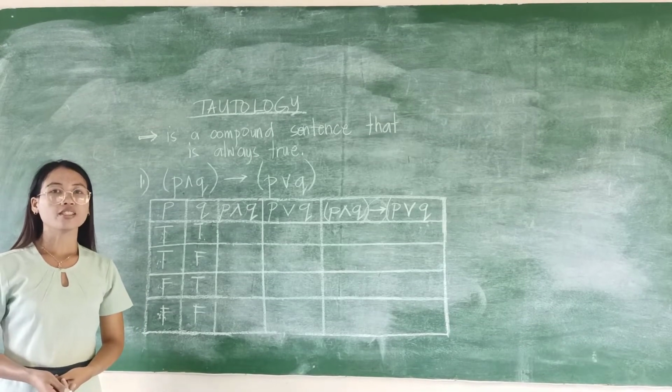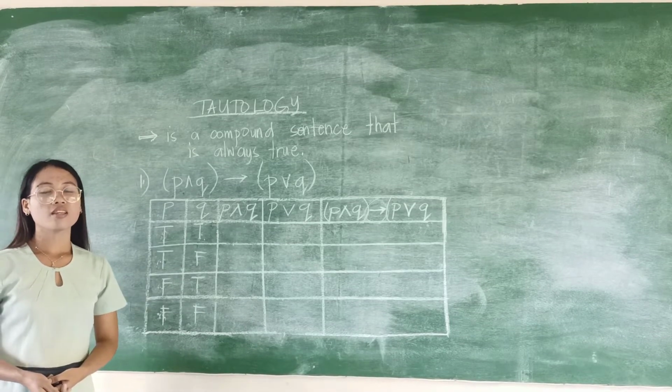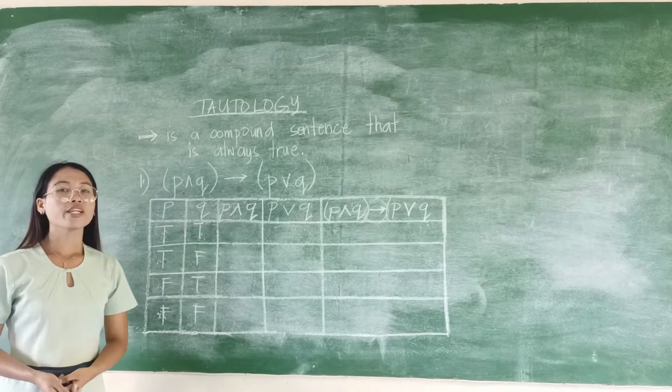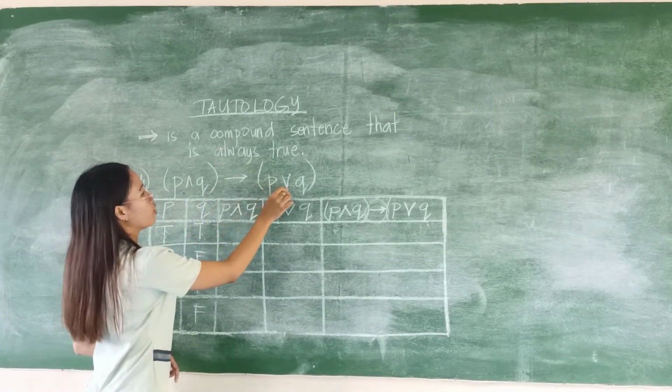Now, we'll tackle first the tautology. In logic, tautology is a compound sentence that is always true. For example, let us study the truth value for P and Q implies P or Q.